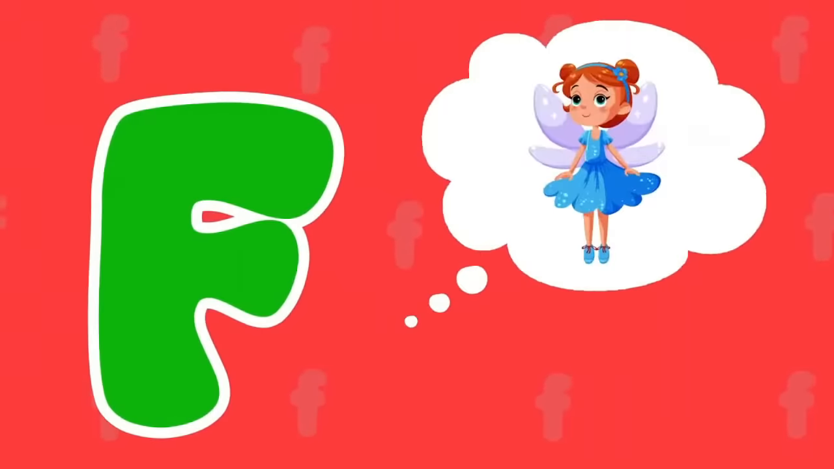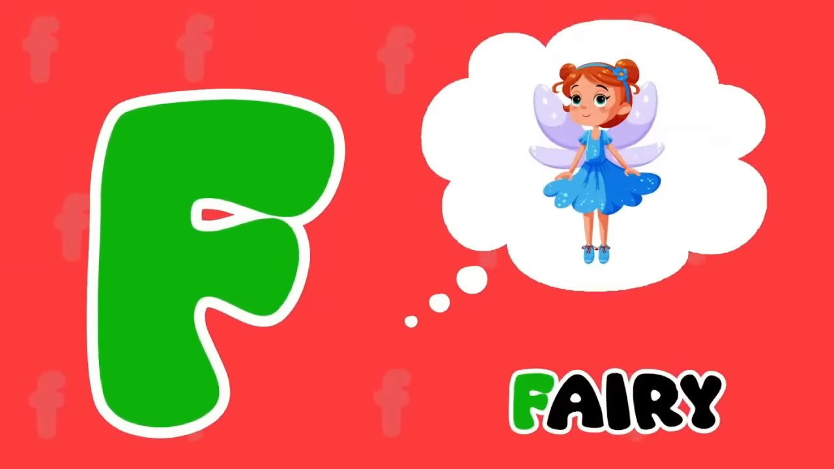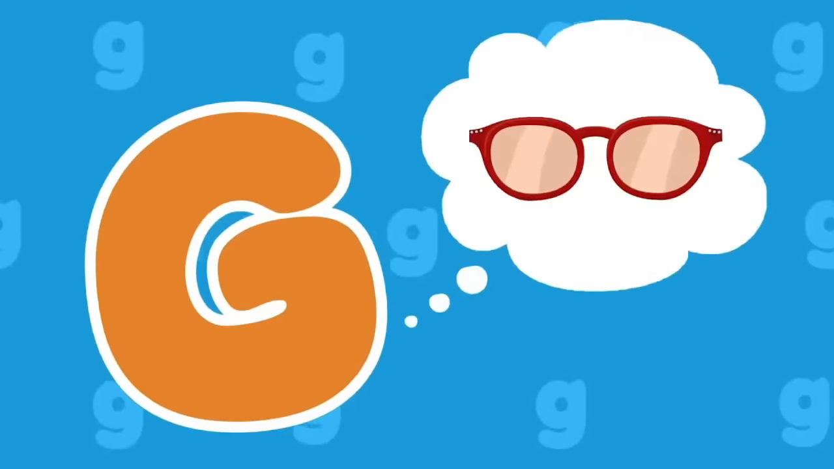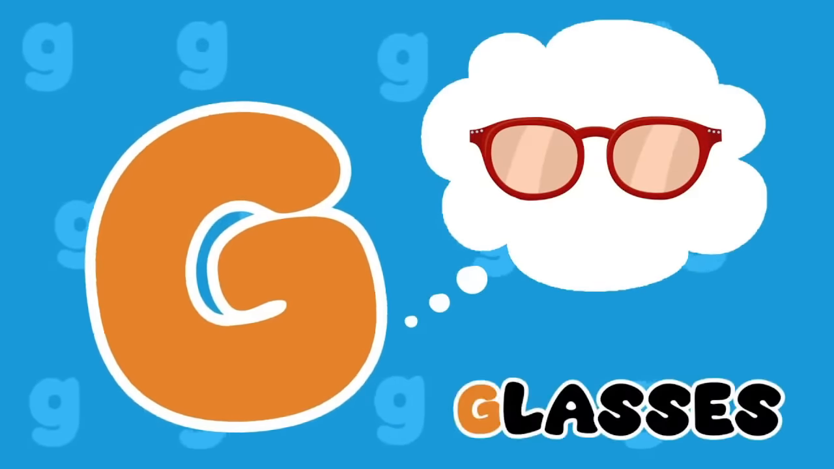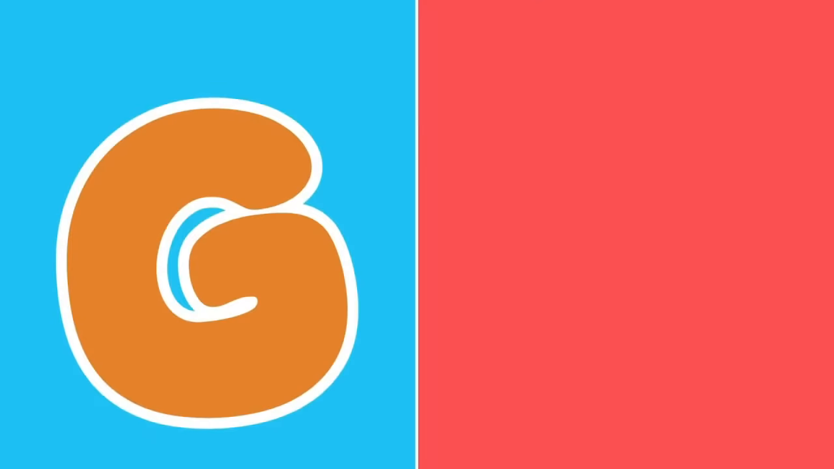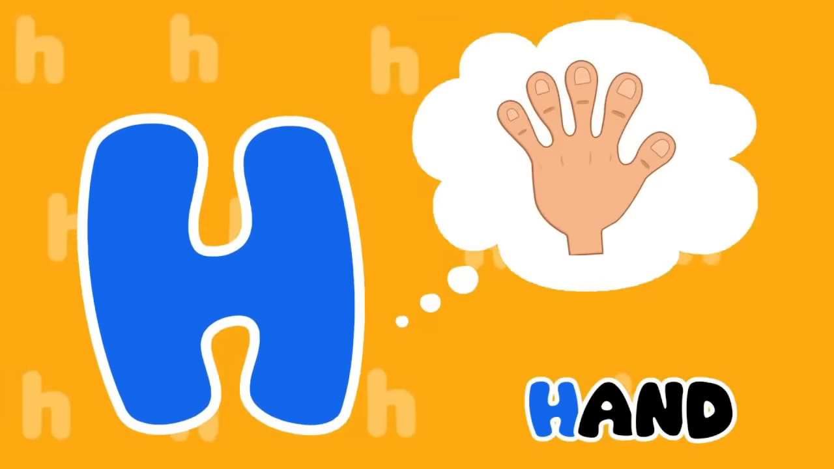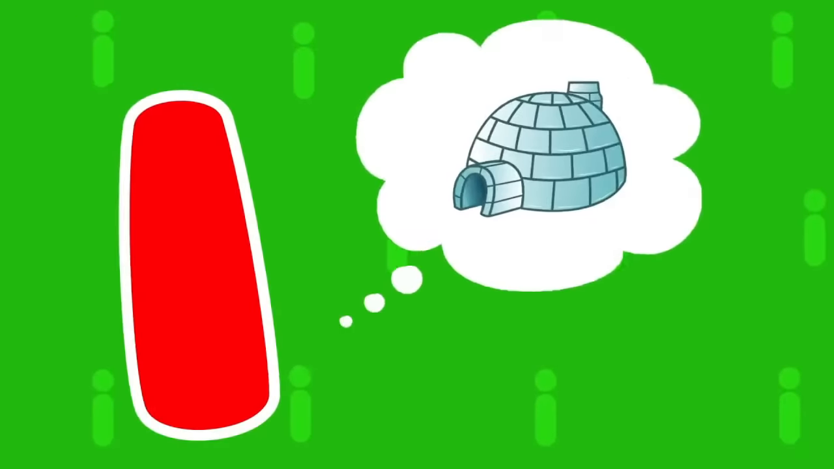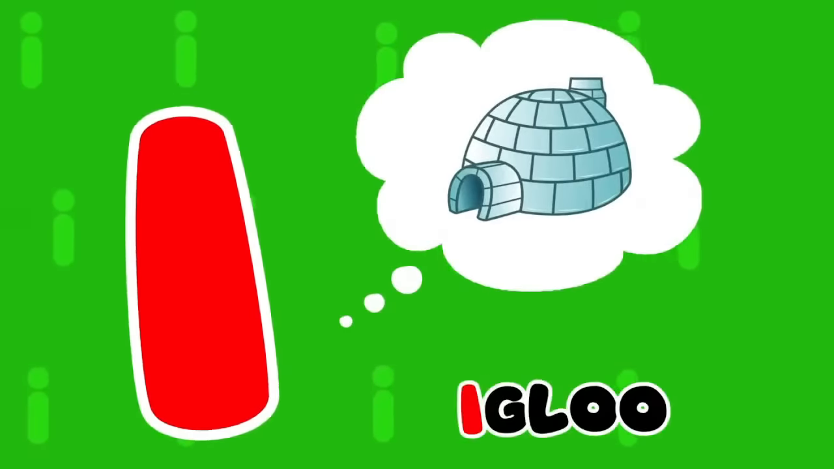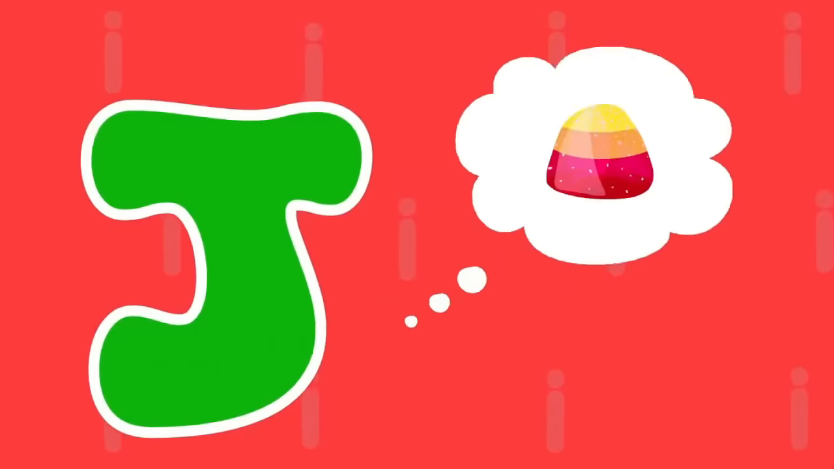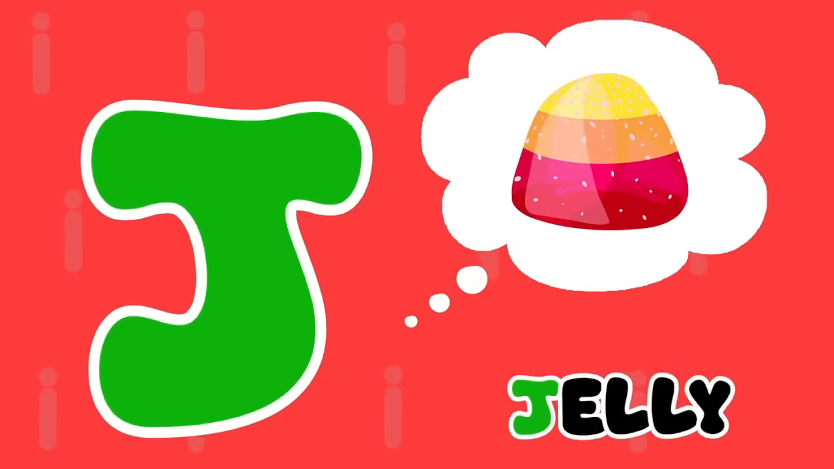F is for fairy. F, F, fairy. G is for glasses. G, G, glasses. H is for hand. H, H, hand. I is for igloo. I, I, igloo. J is for jelly. J, J, jelly.